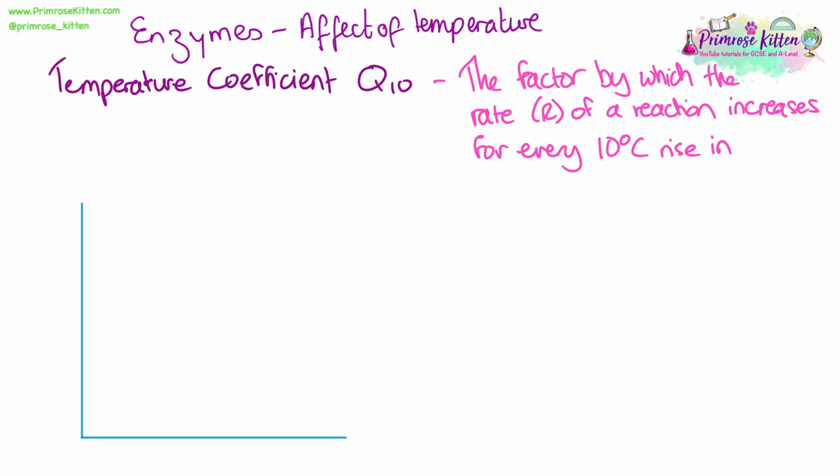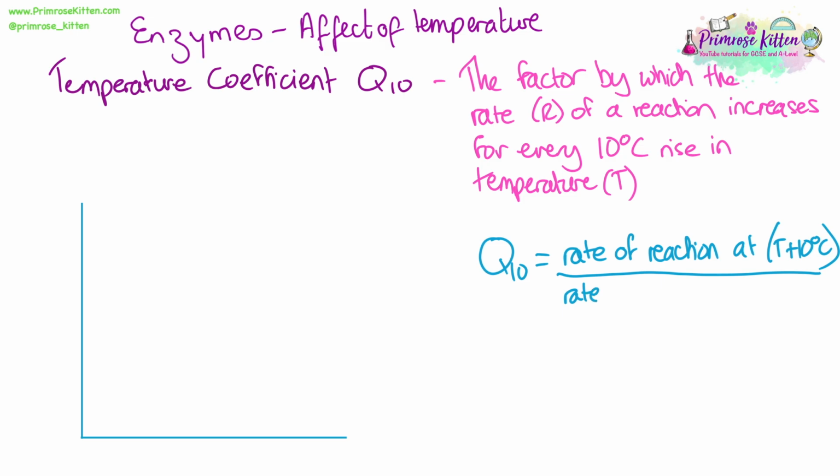The temperature coefficient is the factor by which the rate of a reaction increases for every 10 degrees centigrade rise in temperature. We can calculate Q10 using this formula. It's the rate of reaction at whatever temperature it is currently plus 10 degrees C divided by the rate of reaction at whatever temperature it currently is.